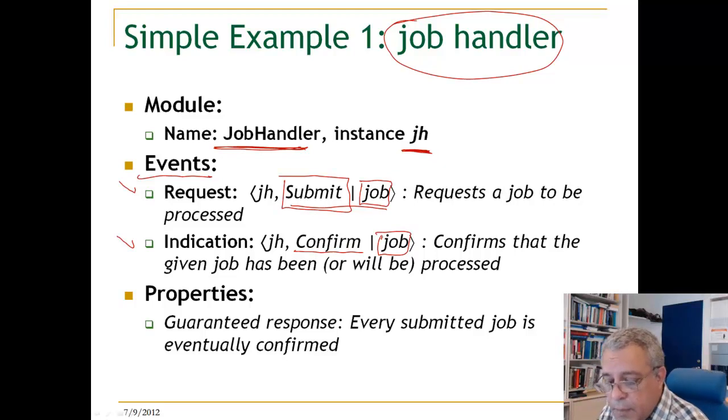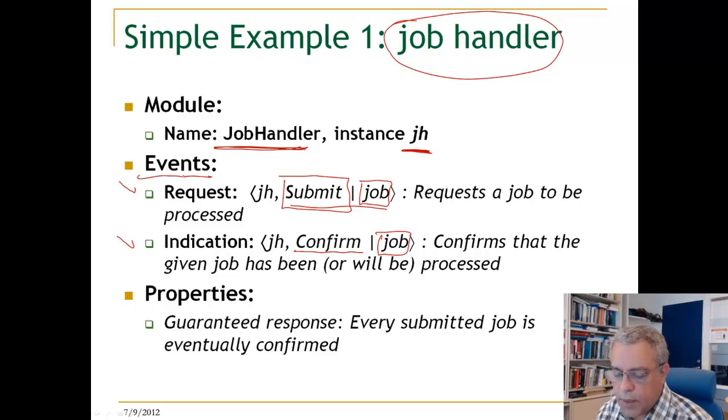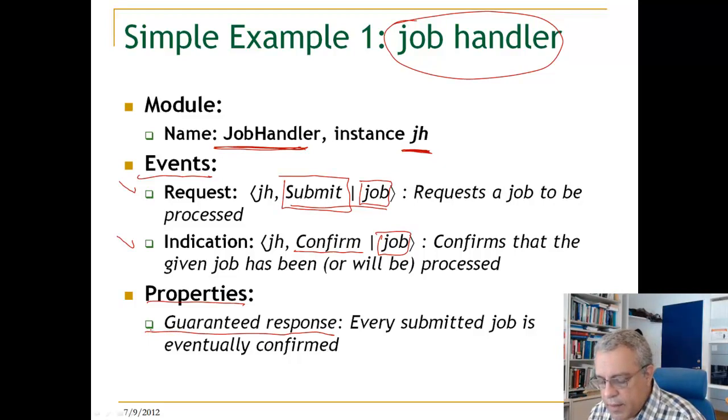So this just describes the interface. It does not tell you what this component really does. To describe what this component does, we have to describe the properties of this component based on the relationship between the events that the component accepts or produces. And this is basically saying, here's a property that we have, a property we call guaranteed response. Guaranteed response says, every submitted job is eventually confirmed. Every submitted job is eventually confirmed. We're going to look at this in a little more detail and see what we mean when we write a property like this.